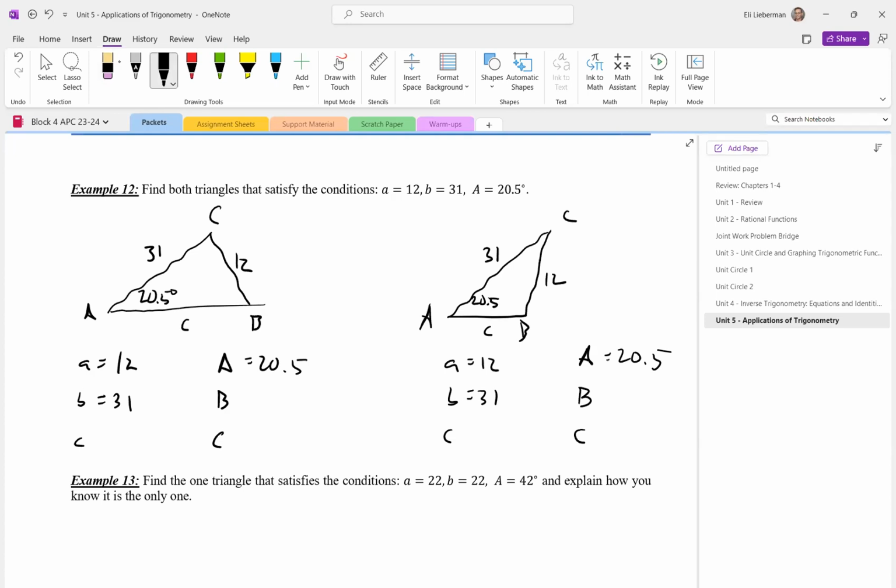And 12 over a sine of 31, you said? 20.5. 31 over sine of B. This is great. I'm gonna stop it for just a second. I would personally write sine of B over 31 equals sine of 20.5 over 12, even though ultimately it's the same thing. But for me, I really like the variables to be 1 on the left and 2 up top. So you could do whatever you like, but I think the next step was just to cross multiply.